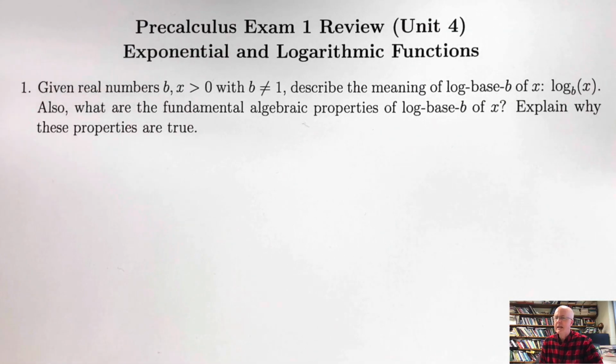Let me help you ace your Precalculus Exam 1 by solving Unit 4 questions about exponential and logarithmic functions. Let's start by making sure we understand the relationship between logarithmic and exponential functions.